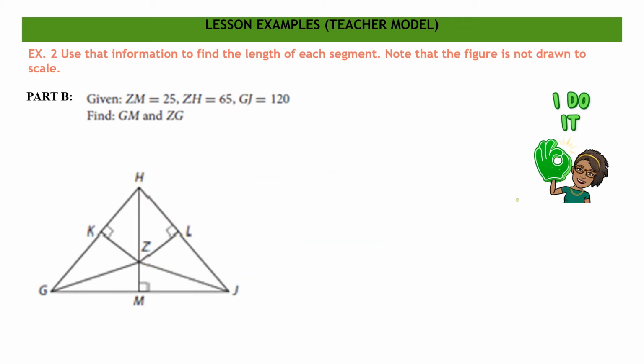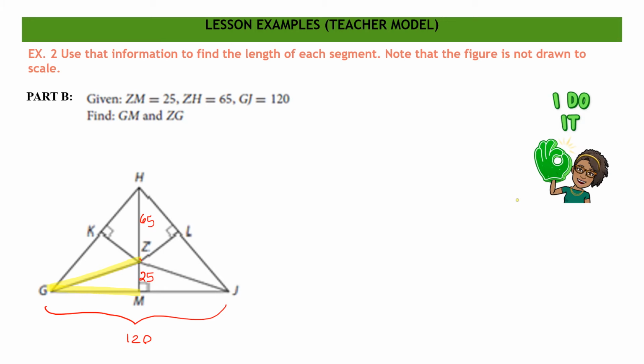Let's move on to part B, which is another example of using the perpendicular bisectors and the circumcenter theorem. So in this problem, they give us from Z to M is 25, from Z to H is 65, and from G to J, this full entire segment here, is 120. In this problem, we're trying to find from G to M, and we're also trying to find from Z to G. So let's start with G to M first.